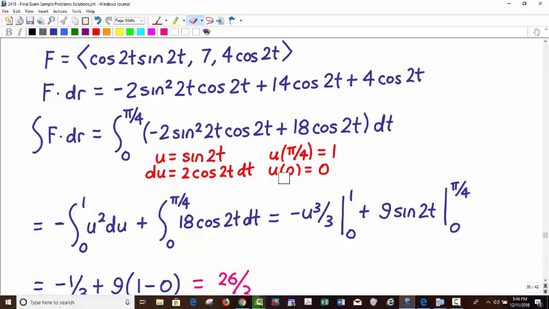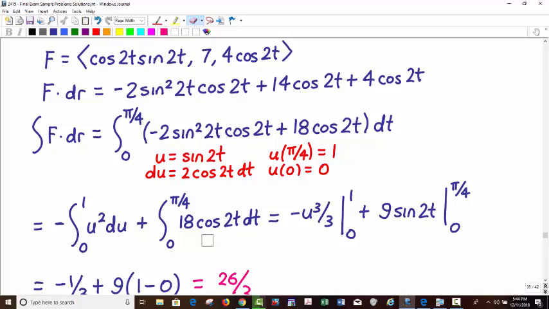Now I change the limits of integration. You put in pi over 4. 2 times pi over 4 is pi over 2. Sine of pi over 2 is 1. And then sine of 0 will be 0. So this integral just becomes the negative of u squared from 0 to 1.